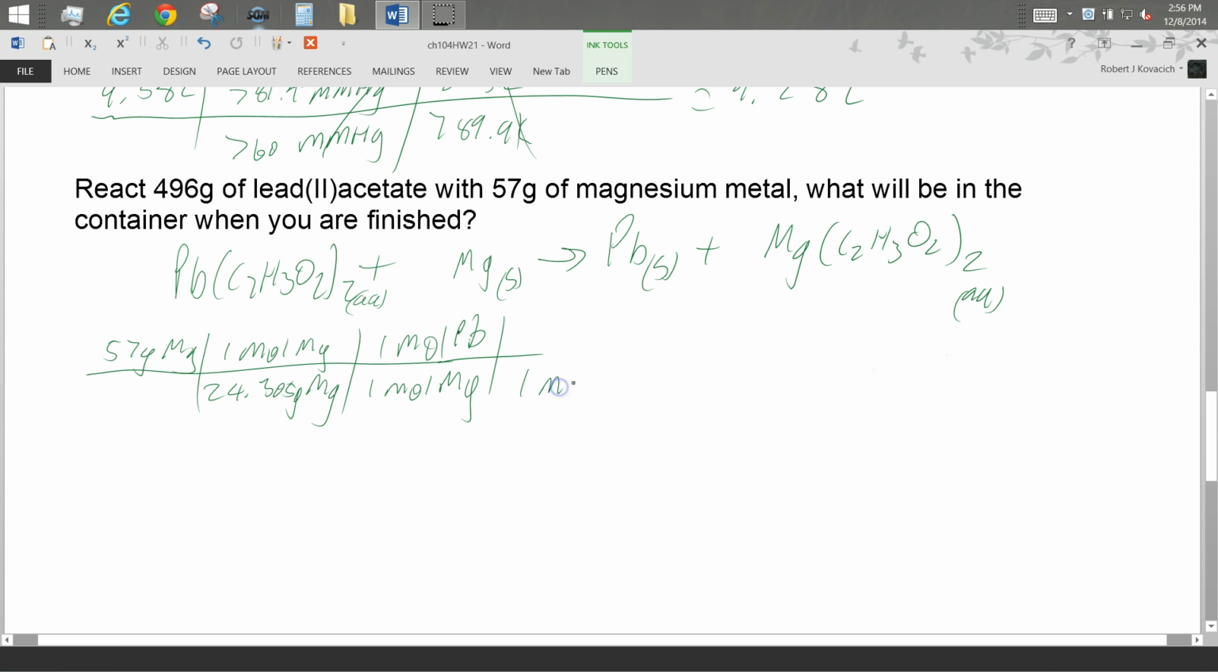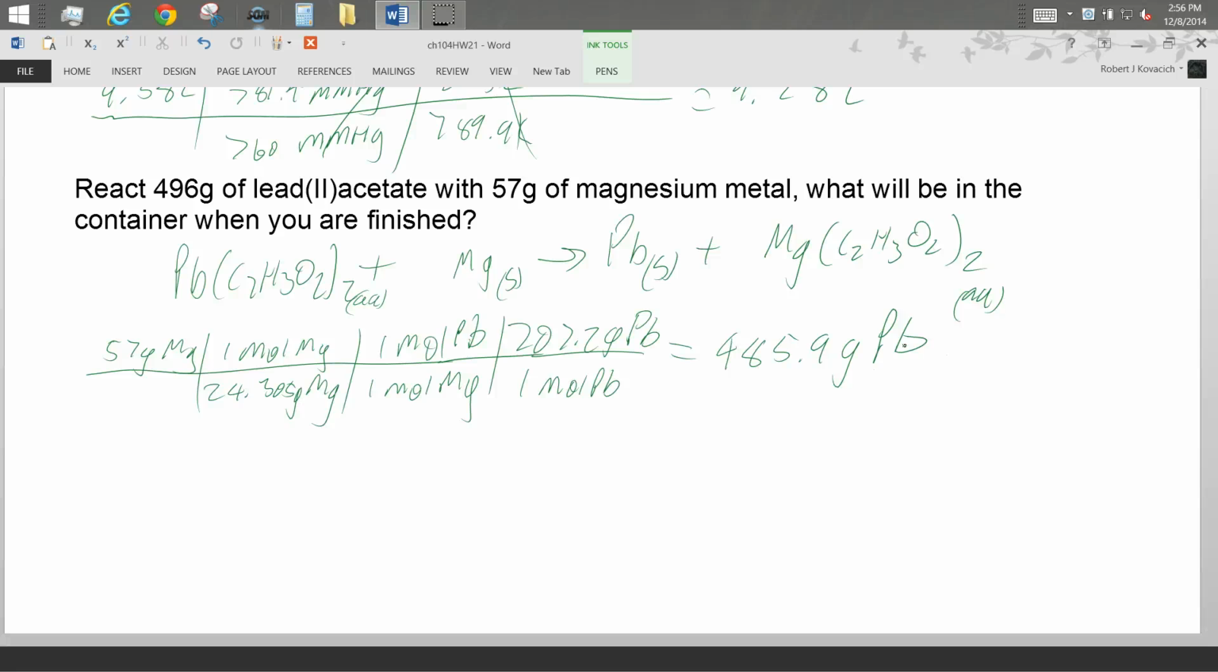and turn that into how many leads I'm going to make with that. And then for the lead, was it 20 what? 6, 9? Can't read it from here. 207.2 grams of lead. Ready? So 57 divided by 24.305 times 207.2. All right. So that's 485.9 grams of lead. So what assumption did this first railroad track, this first calculation make?